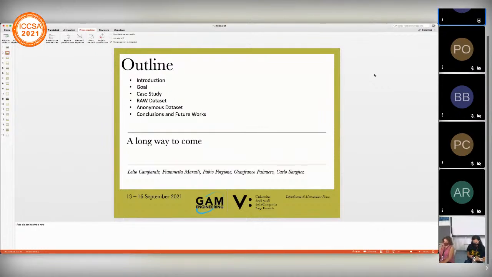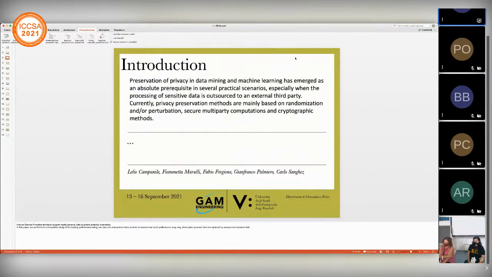This is the agenda of my talk. After a very short introduction, I will show you the goal of our work, the case study of our work. I will talk to you about the data sets we used in order to do our experiment, I mean the raw data set with a lot of sensitive information and the anonymous data set. And last but not least, I will talk to you about the conclusions and some future works. So let's move on. Introduction.